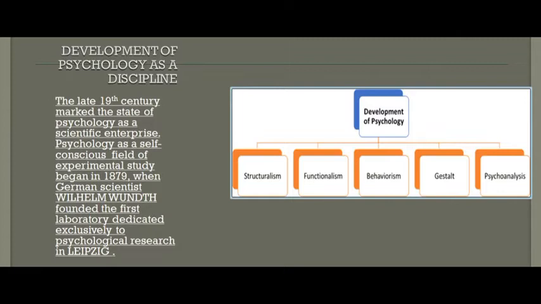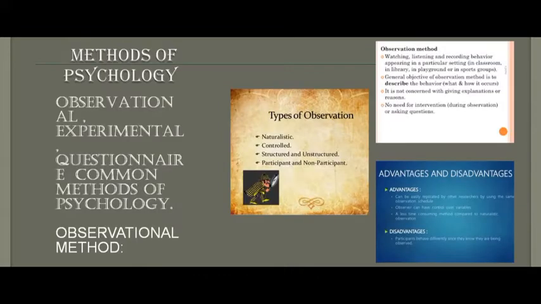That is our methods of psychology. For methods of psychology, there are many methods actually, but I'm taking only three because these three methods are basic methods. First one is observational, second one is experimental, third one is questionnaire. So here you can see the observation. What is the observational method? Observation method is watching, listening, recording behavior appearing in a particular setting. You can see the definition over here.